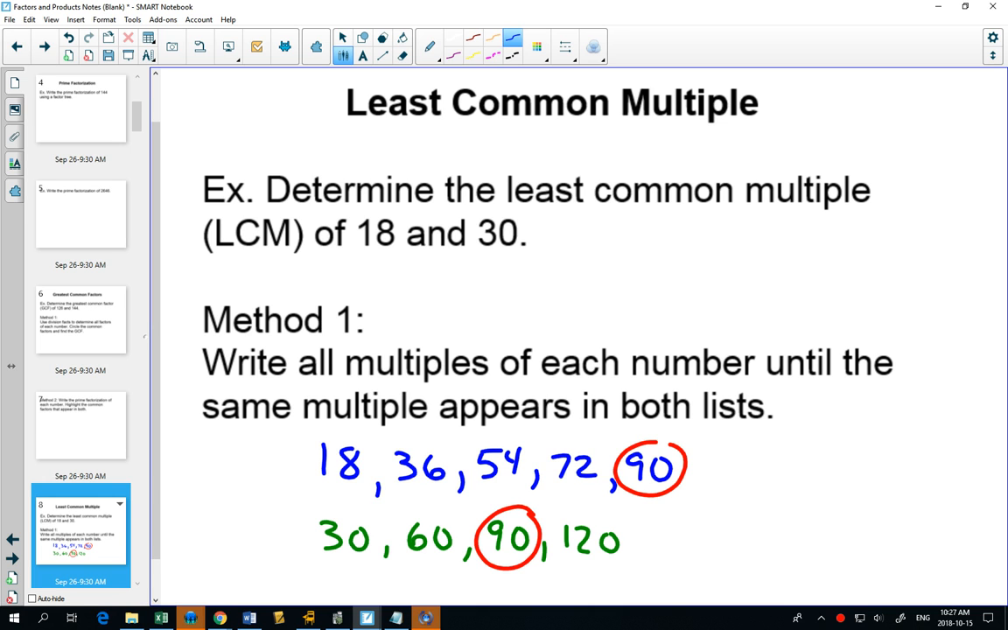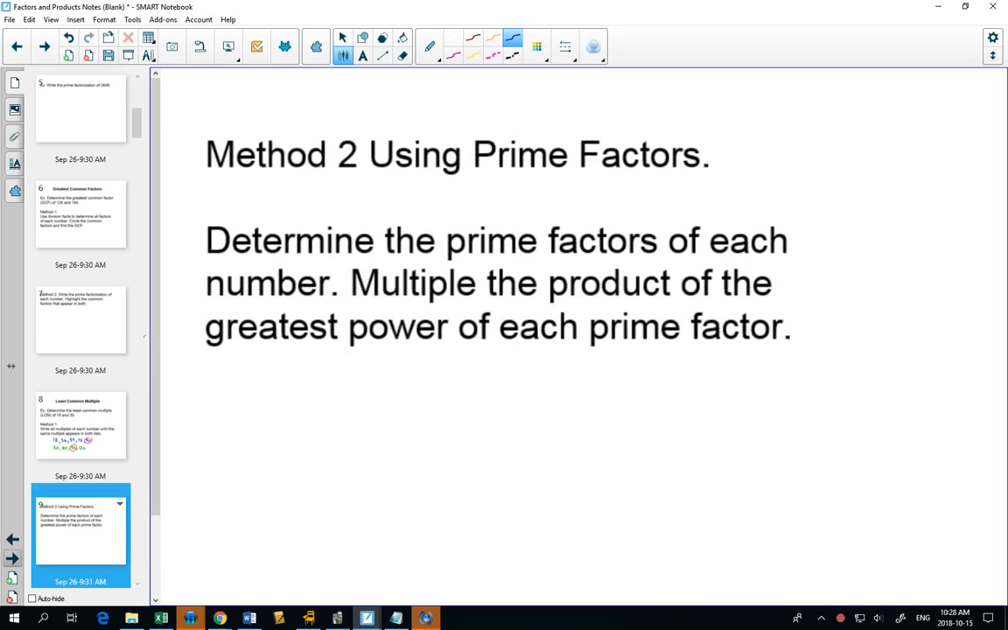So method one, you could just write them out. And one way, when you're writing them out, once you see how I went to 72, and then I was like, okay, I'm going to start with my 30s. And once my 30s were past 72, I said, okay, I should go back to the other one. And you can sort of keep leapfrogging back and forth until they come out the same. Now, if you make an adding or subtracting mistake in here, you're going to run into a problem and find the wrong one. Method number two, you can use your prime factorization to do this as well.